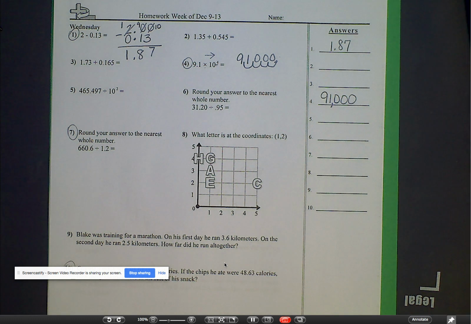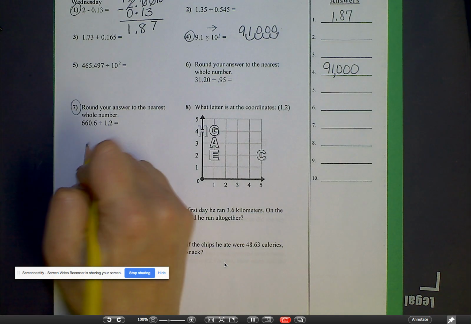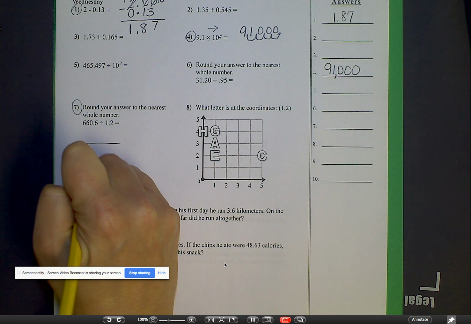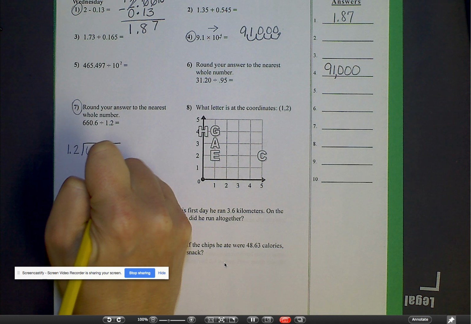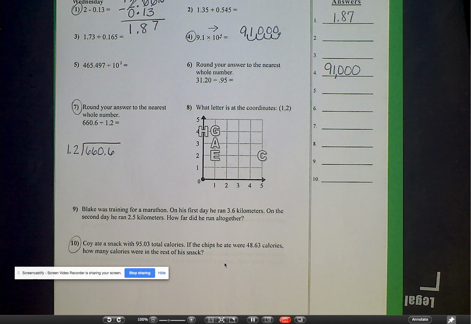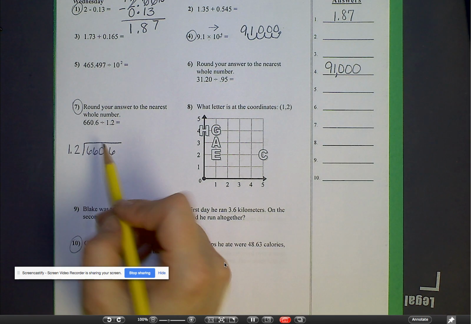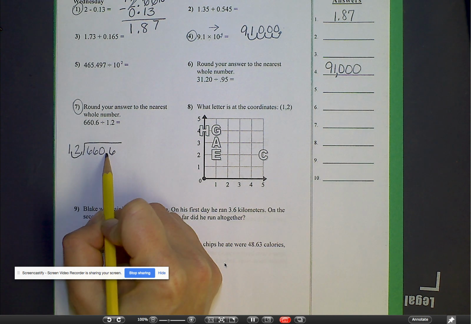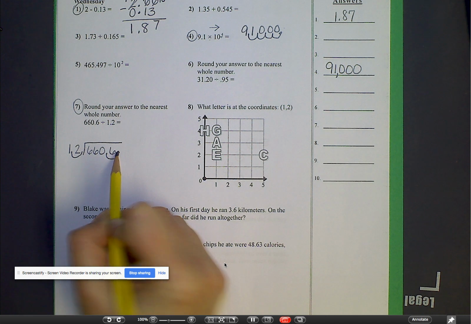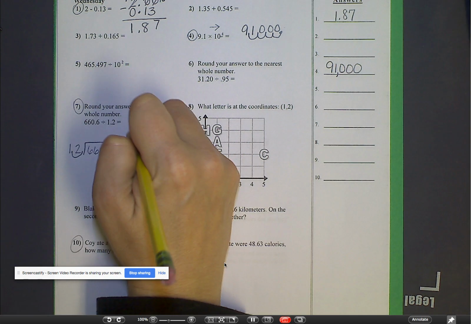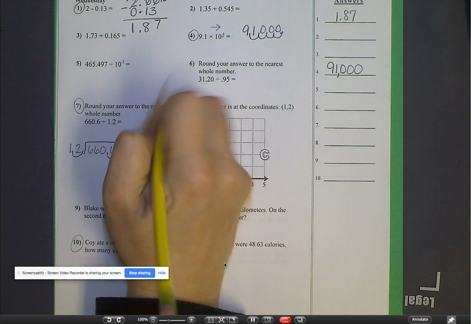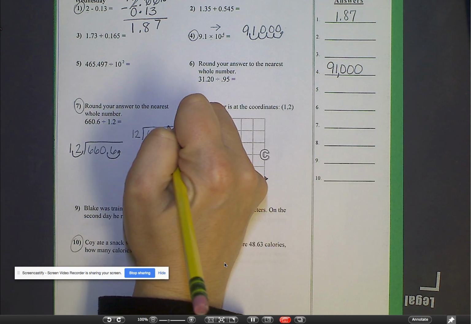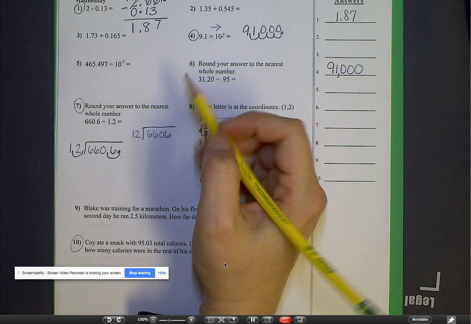Okay, so number 7, we're dividing. So I have 1 and 2/10 divided into 660 and 6/10. So I know I can never, ever have a decimal in the divisor. So I'm going to move that over 1. Whatever I do to the divisor, I also have to do to the dividend. So now I have 12 divided into 6606, or 6,606. And then I'm just going to do my DMSB.